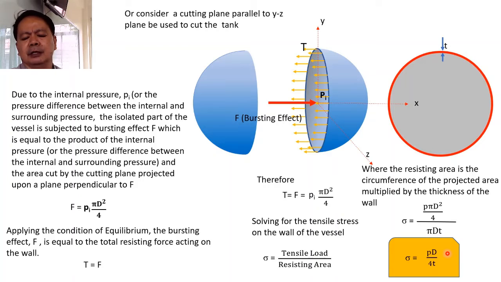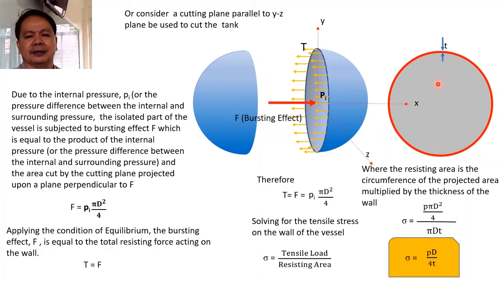You will notice that this formula is the same as the formula we computed for the longitudinal stress of a cylindrical tank. Why is that so? Because the projected area is also in the form of a circle, just like in a spherical tank.